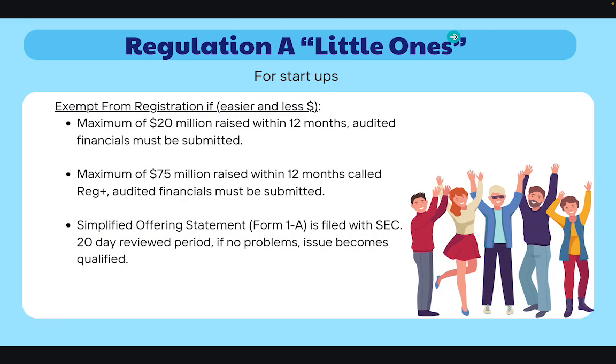Then there's Regulation A for the little ones. This is to help startups avoid a bunch of time and fees. So they're exempt from registration, so easier and less money, if they have a maximum of $20 million that they've raised within 12 months and the audited financials are submitted. Now, if they have a maximum of $75 million that's been raised within 12 months, then they're called Reg A Plus. They need to also submit audited financials.